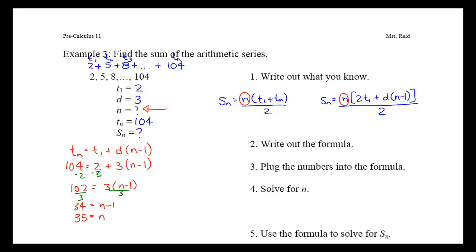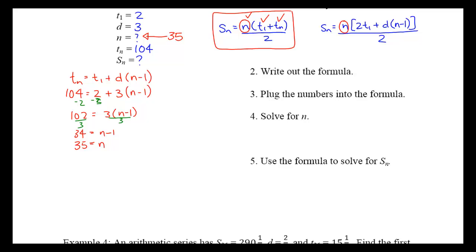So my n value is 35 right here, and now I can use either of these formulas. Since I do know Tn and T1 and n, I'm going to choose to use this formula now because it's a little bit quicker. So when I plug all that stuff in, Sn, now I'm actually trying to find the sum of the first 35 terms, I end up with 35 times term 1 is 2 plus Tn is 104, all divided by 2, and that gives me a total of 1,855.